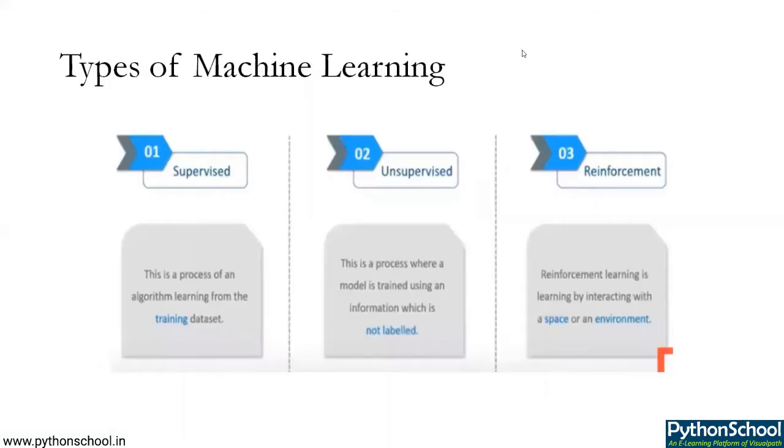So in a nutshell, you can say supervised learning is a process of an algorithm learning from the training data set. Unsupervised learning is a process where a model is trained using information which is not labeled, and reinforcement learning is learning by interacting with a space or an environment.